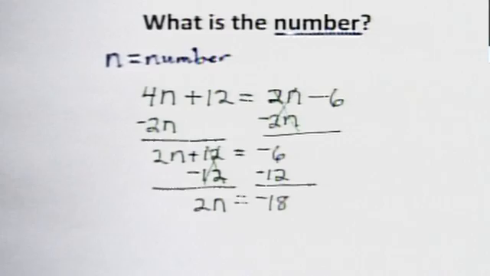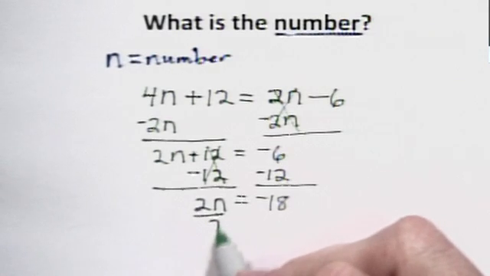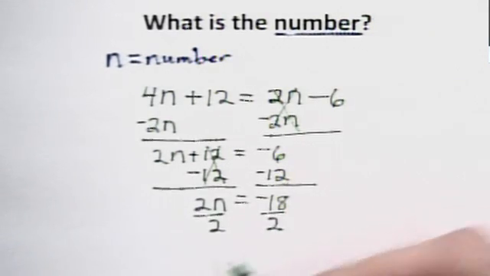Looking where we're going, we've got to get rid of that 2. That 2 is hooked in by multiplication. We're going to divide to move it to the other side, all right? So we'll divide both sides by 2. And my goodness, there it comes out. n equals negative 9. n equals negative 9.